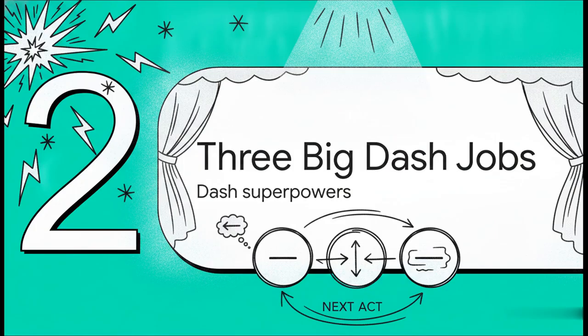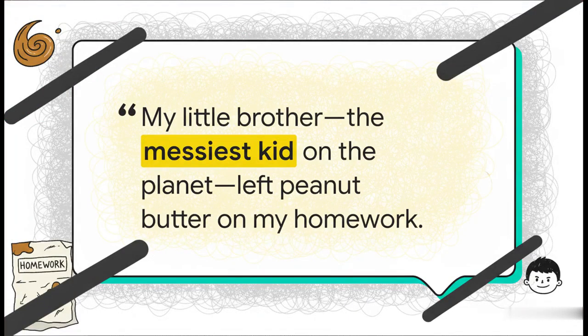Moving right along to Section 2, the 3 big dash jobs. Job number 1 is what I like to call the interrupter. This is when a pair of dashes drops extra information right smack into the middle of a sentence. It acts a whole lot like a parentheses, but way louder and way more dramatic. Just listen to this. My little brother, the messiest kid on the planet, left peanut butter on my homework. Those 2 dashes slice right into the sentence to deliver this highly specific, hilarious detail about the brother before perfectly snapping back to the main action of the peanut butter crime.